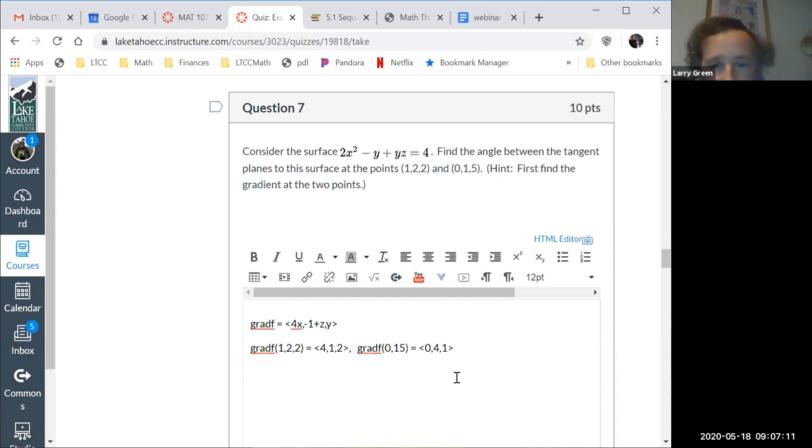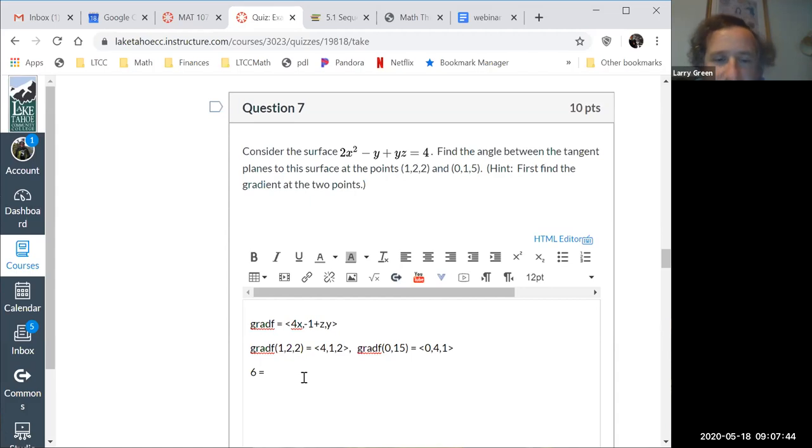So if you take the dot product, that's going to be 4 times 0 plus 1 times 4 plus 2 times 1, which is, how about 6? Okay. So that's our dot product. And that's supposed to be equal to, so you didn't really mean V dot W, you meant magnitude of V times the magnitude of W times the cosine of the angle between them.